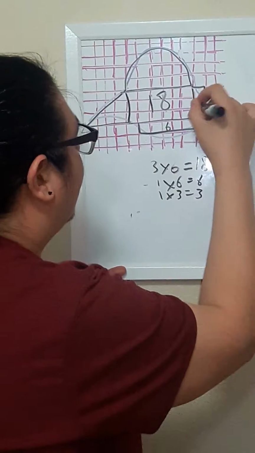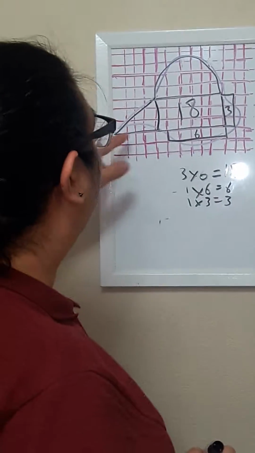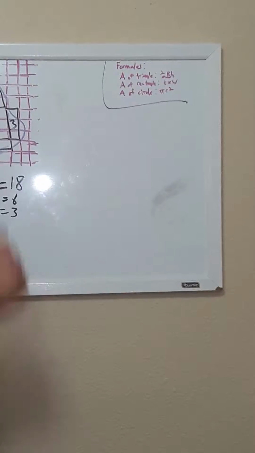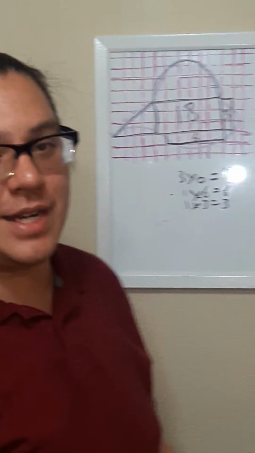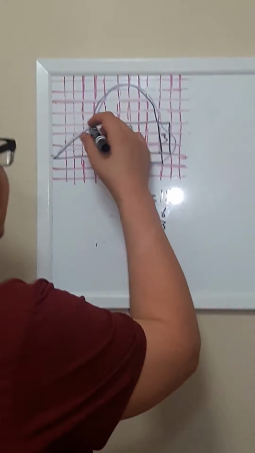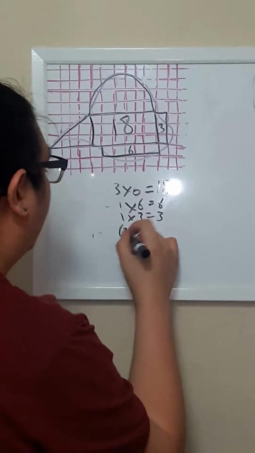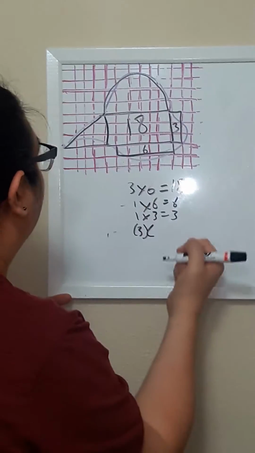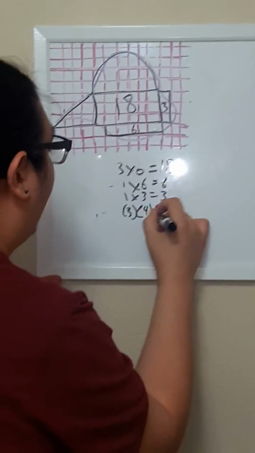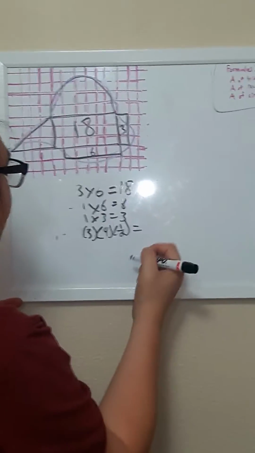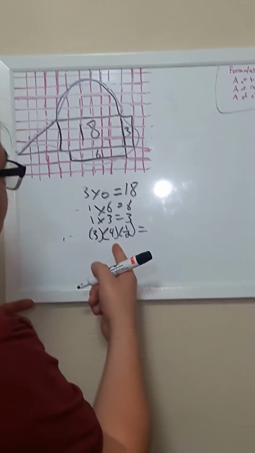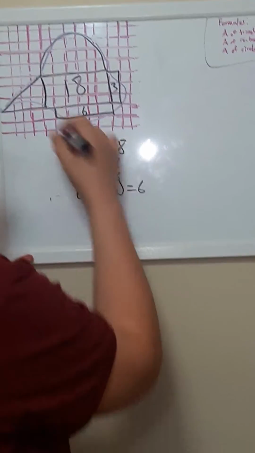So that'll be 3. And then for our triangle here, if we look at our formulas, triangle's area is 1/2 times the base times the height. So if we look at the base, it looks like it's about 3 times the height, which looks about 4, and then 1/2 of that. So that's going to be 12, and half of 12 is going to be 6.